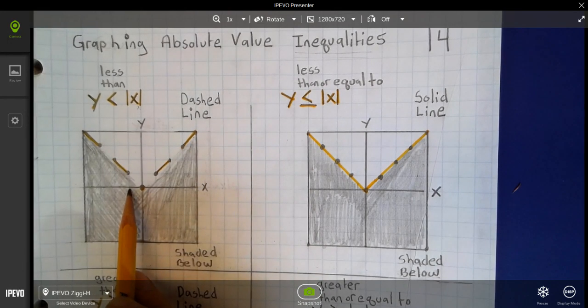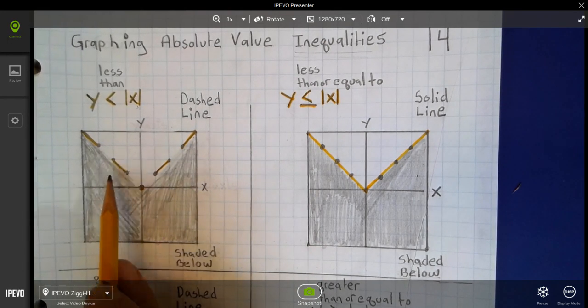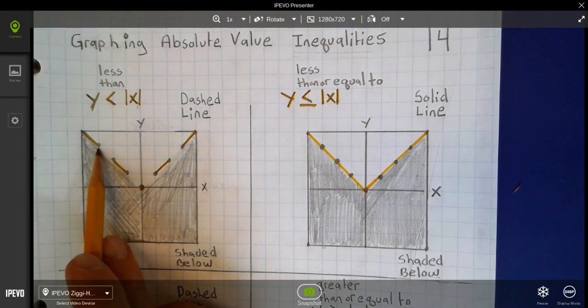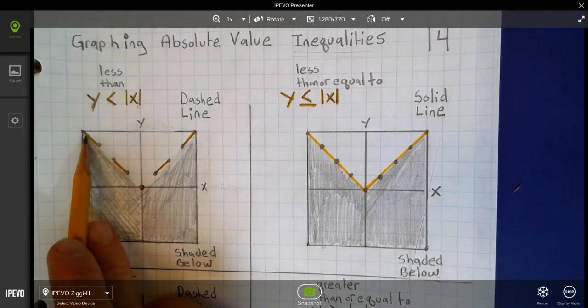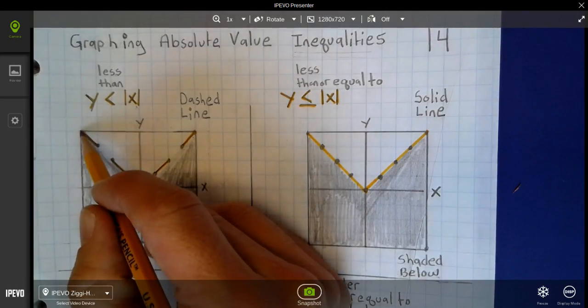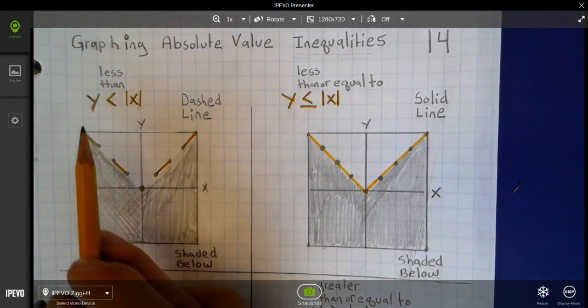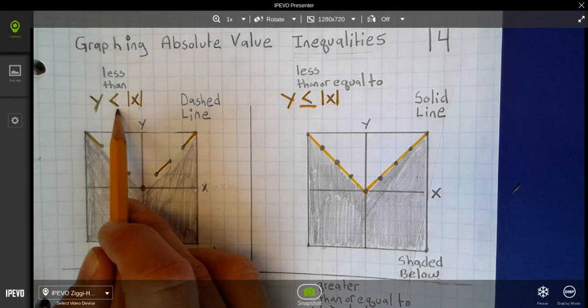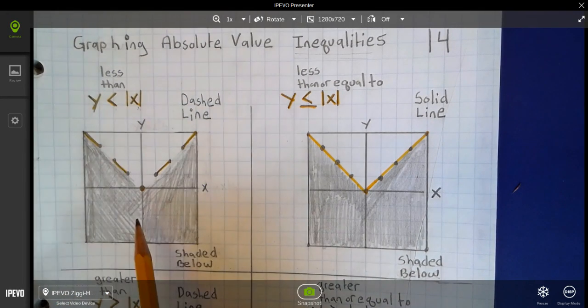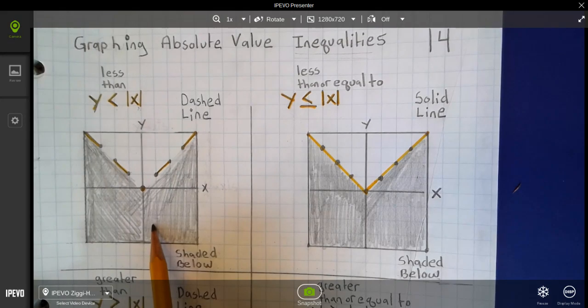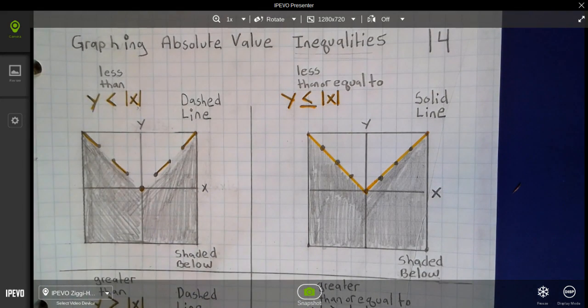And then when x is negative 1, y is 1. When x is negative 2, y is 2. When x is negative 3, y is 3. When x is negative 4, y is 4. So there's your absolute value parent function. It's a dashed line because there's no line underneath the inequality. And since it's less than, we shade below. So if you would pause the video and update your notes for y less than absolute value of x.